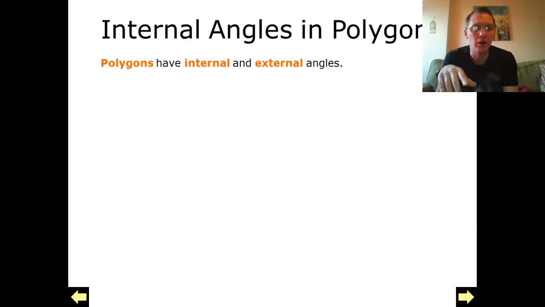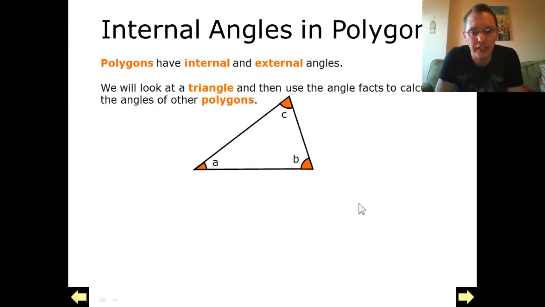So when we've got a polygon which is made up of straight sides, and there are no breaks within the lines, creating a region on the inside, of course that is a polygon. But where each of our edges are meeting to create a vertex, that is the angles that we are looking to calculate. Polygons have got internal angles and external angles, but we're going to look at external angles on a separate clip. So here I've got a triangle, and we're going to use the facts of angles in a triangle to calculate angles in polygons.